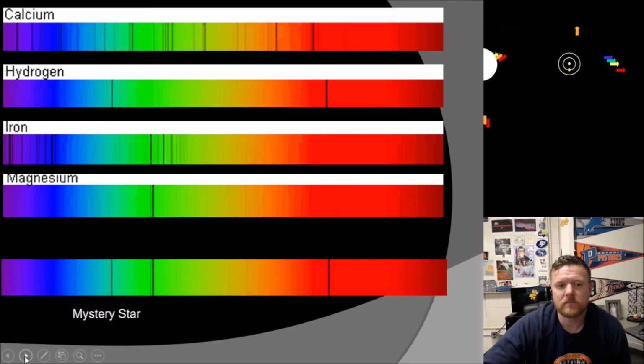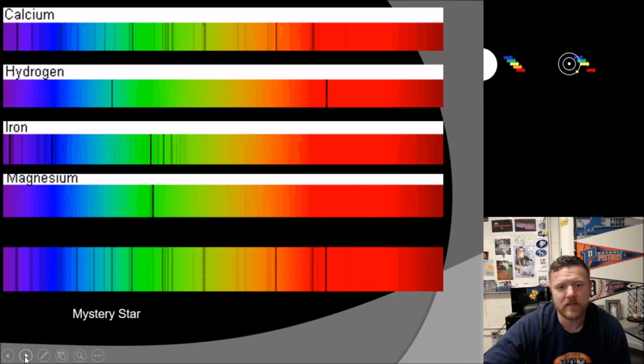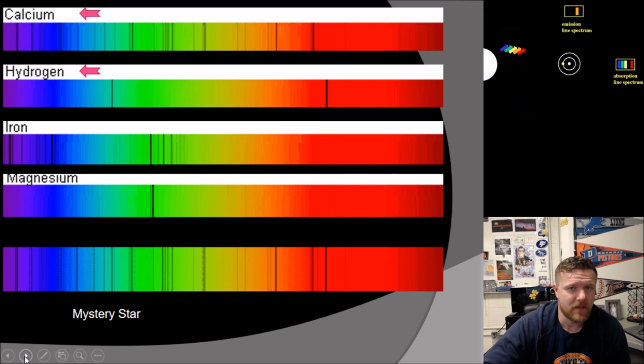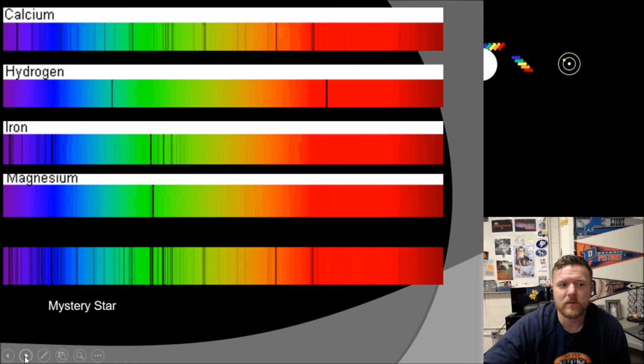What about this one? Which elements are present there? Turns out that it is hydrogen and magnesium. This mystery star has which elements in it? It's got calcium and hydrogen. Hopefully you understand how to do this, because we're going to get to do this on a test. Try again. This one has calcium, iron, and magnesium. So it's got the Fraunhofer lines of 3 elements. It's missing hydrogen though.